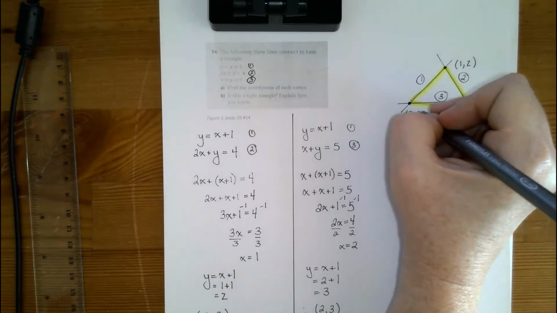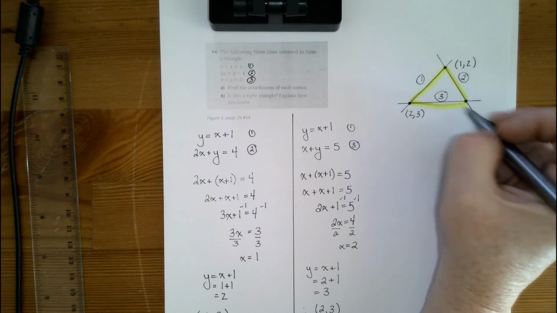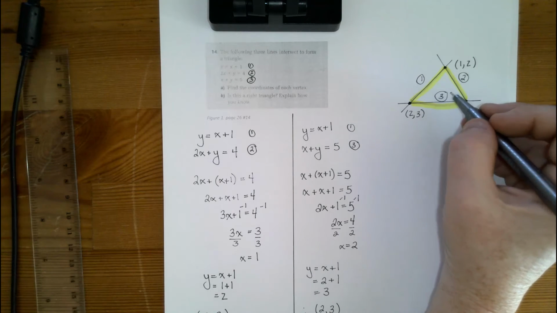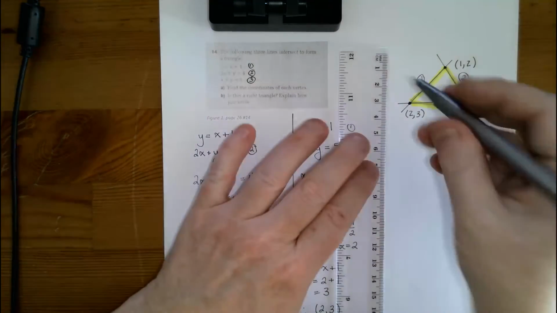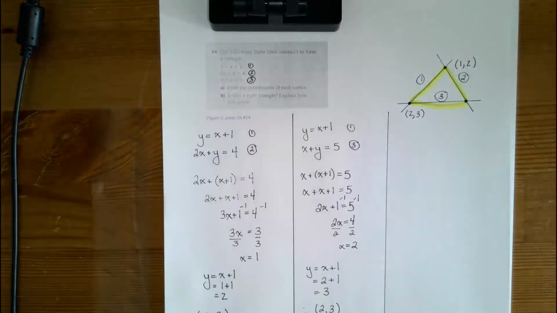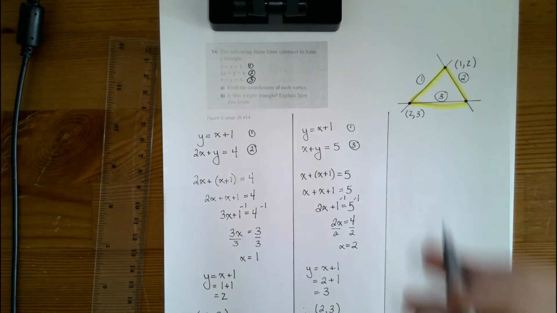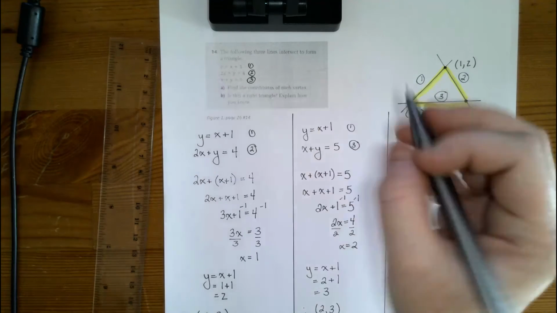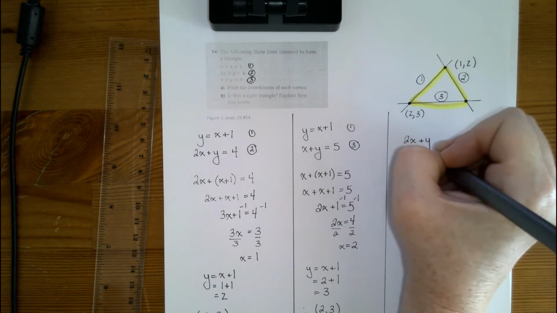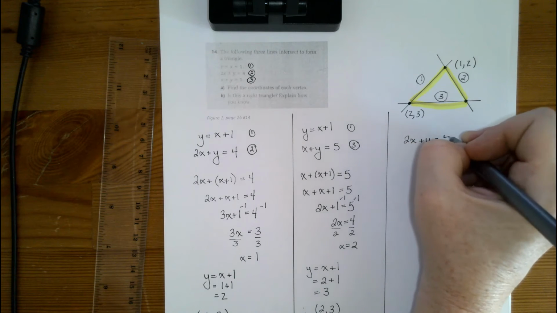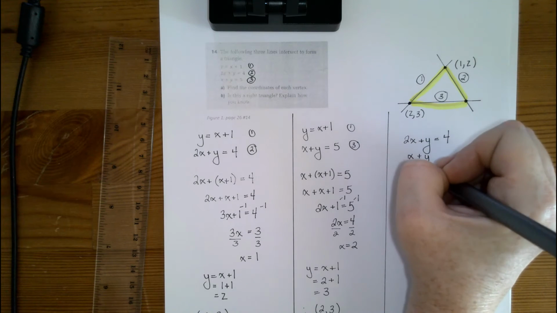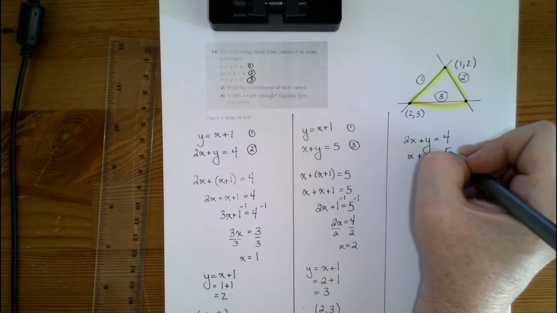So I'll put that up here. Now I've got one more vertex left, where equations 2 and 3 meet. I like to keep my work looking neat so that you can follow it. So for 2 and 3, we have 2x plus y equals 4, and x plus y equals 5.